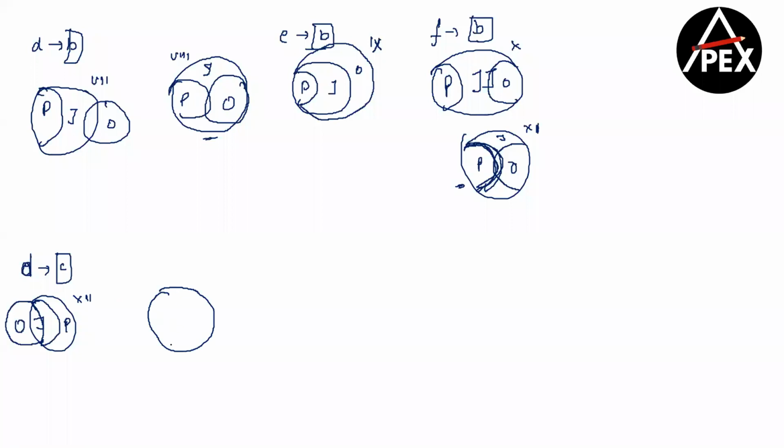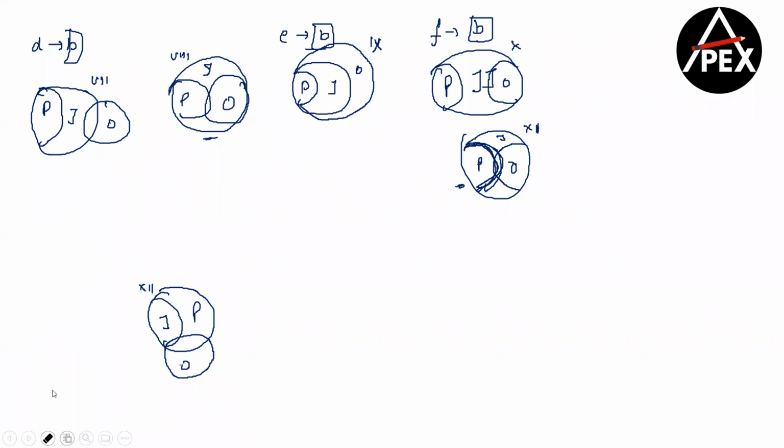I can draw J, P, O. This is actually a much clearer version of the same diagram 12. So let me just take out the 12th diagram altogether. We can use that space somewhere else. And this is D through C.